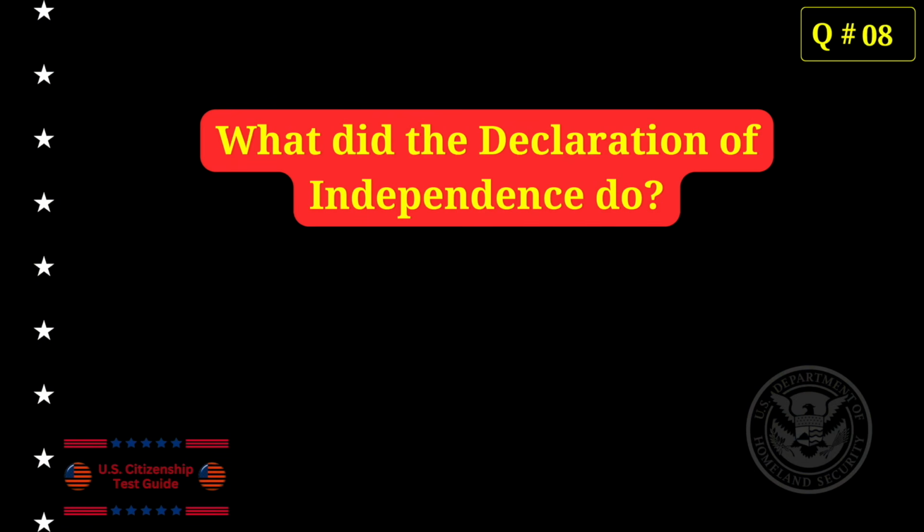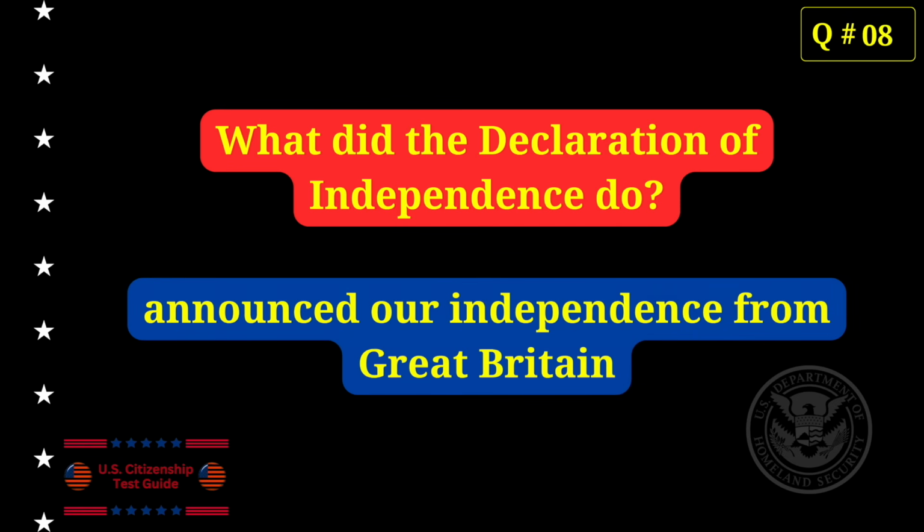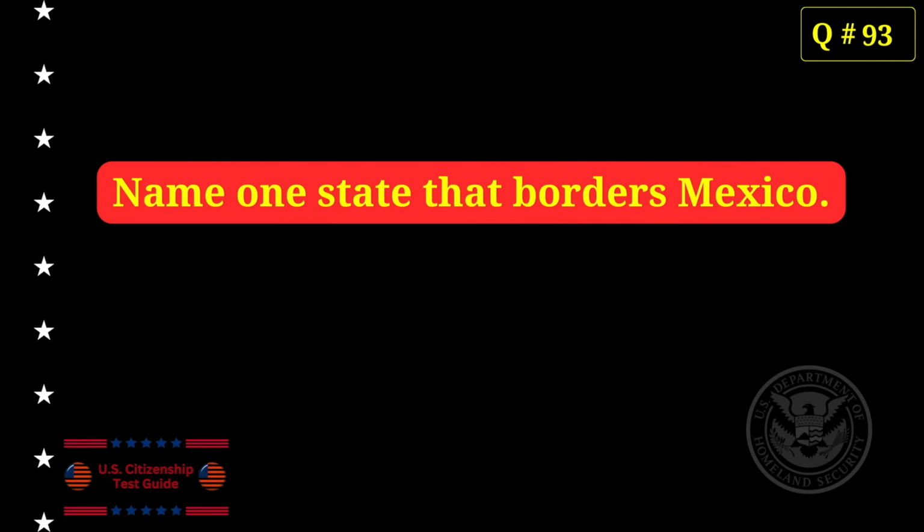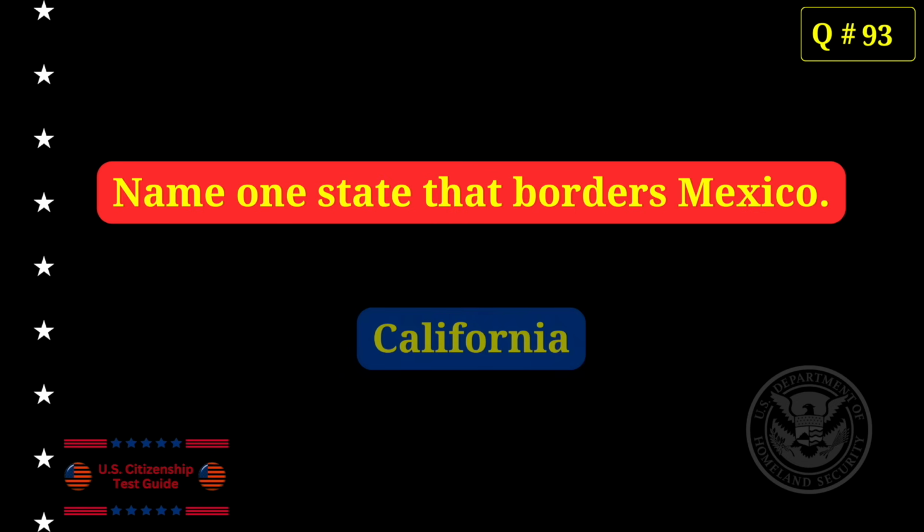What did the Declaration of Independence do? Announced our independence from Great Britain. Name one state that borders Mexico. California.